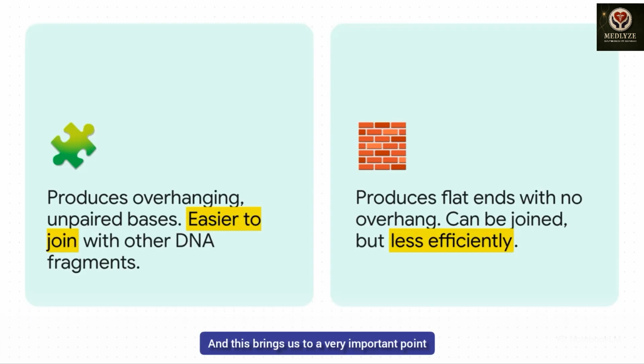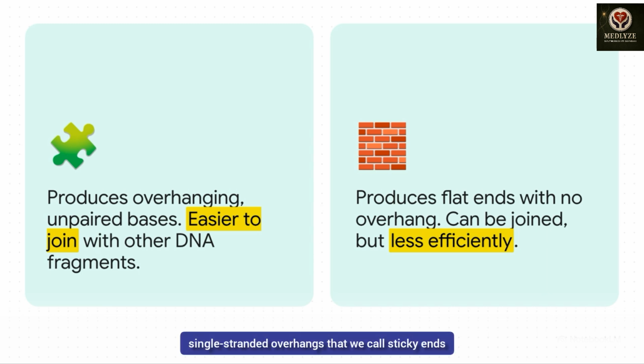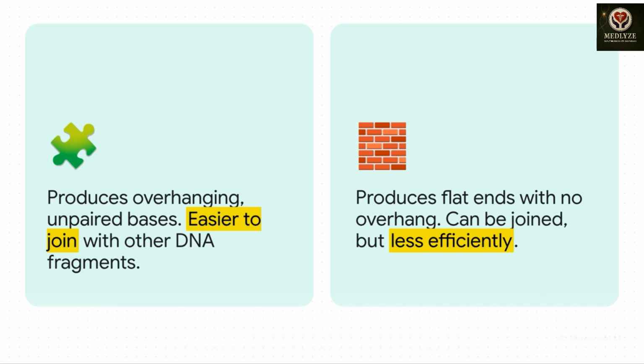And this brings us to a very important point, especially for entrance exams. These molecular scissors can cut in two main ways. Some, like our friend EcoRI, cut the DNA strands a little away from the center of the palindrome. This leaves short, single-stranded overhangs that we call sticky ends because they can easily pair up with a complementary end. Other enzymes cut straight down the middle, making blunt ends. Now for our recipe, sticky ends are much, much easier to work with. Remember this difference. It's a very common MCQ topic.